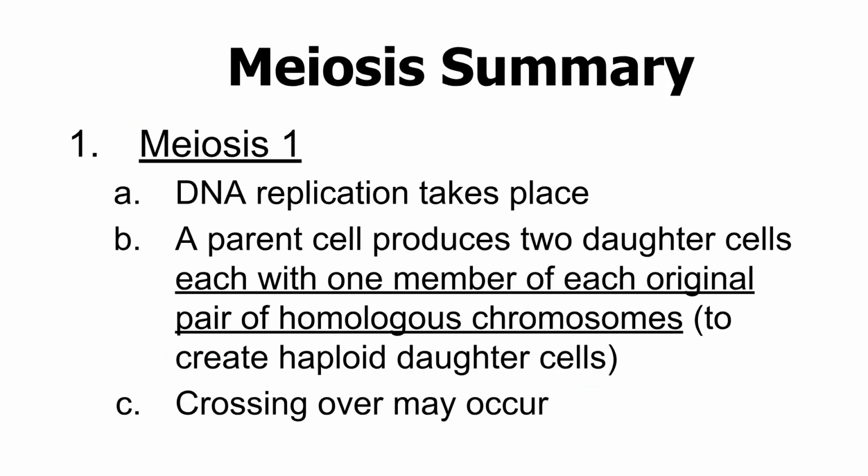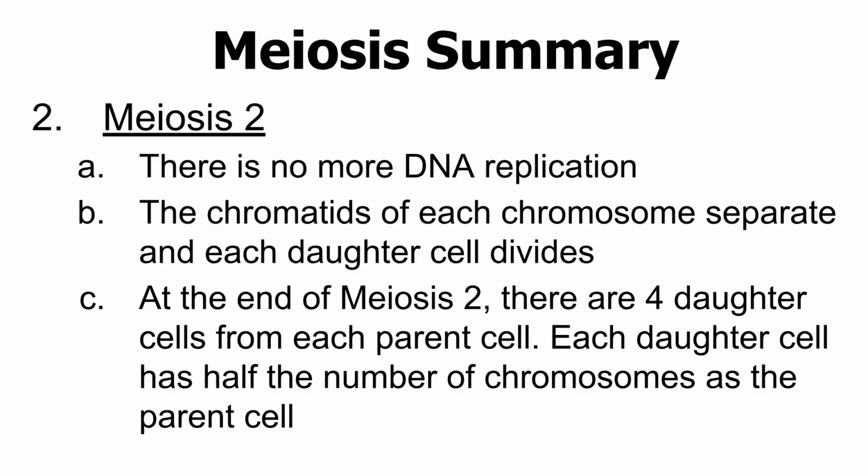Meiosis I involves DNA replication, and the parent cell produces 2 haploid daughter cells, each with 1 member of each homologous pair. Crossing over may also occur. In meiosis II, there is no further DNA replication. Chromatids separate, and each daughter cell divides, resulting in 4 daughter cells, each with half the number of chromosomes.